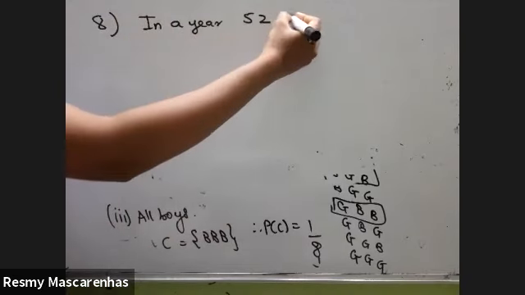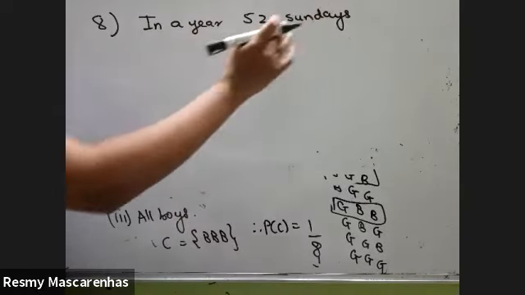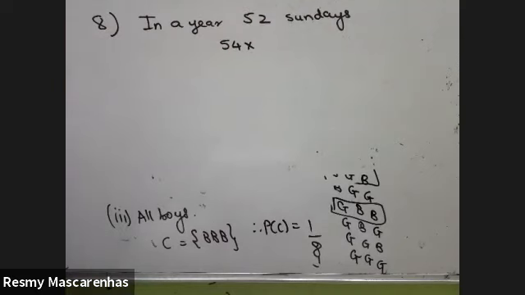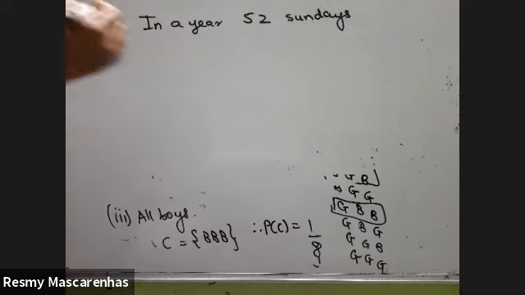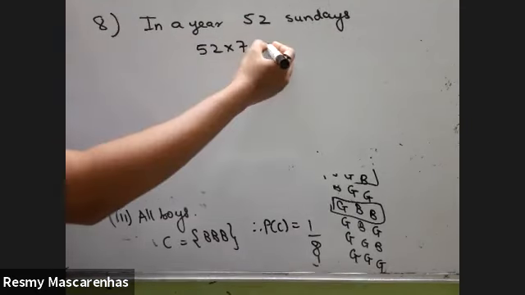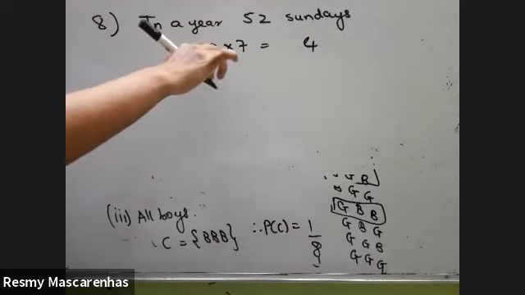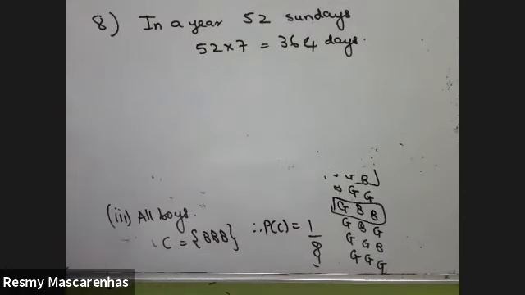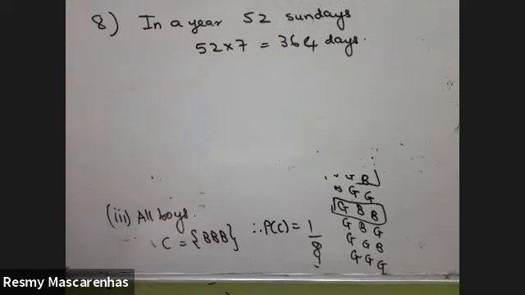So in a year, there will be 52 Sundays compulsorily. So 52 into 7, because there are 7 days in a week, right? So that will be how much? 4. That turns out to be 364 days. So in the 364 days, there will be 52 Sundays coming up.